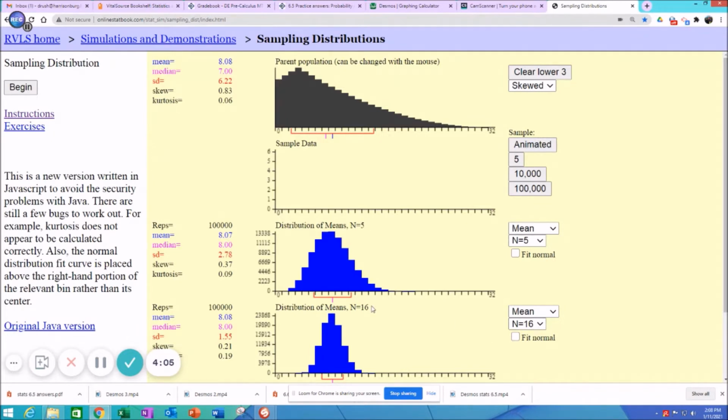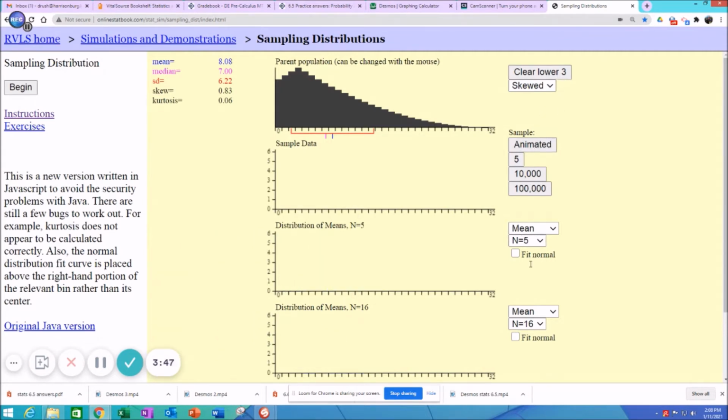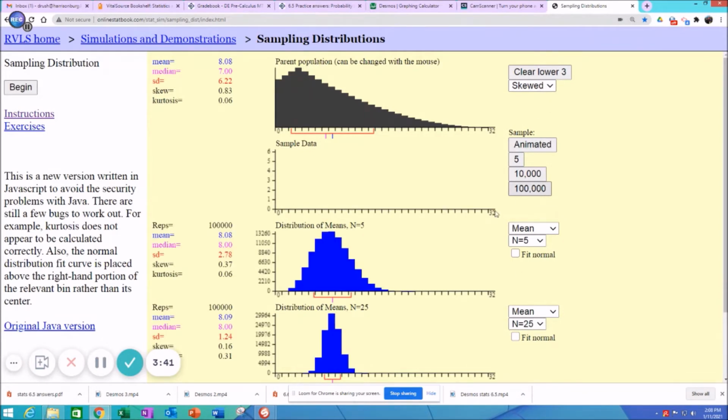Think about the skewness of it, though. See how this is skewed? Because our population was skewed. This one's also a little bit skewed, isn't it? A little bit less skewed, though. Let's say I go as high as this goes, to 25. If I do it 100,000 times, notice it becomes even less skewed. So the central limit theorem says that as the number in our sample gets larger and larger, no matter what our population looks like, our sampling distribution is going to get approximately normal.